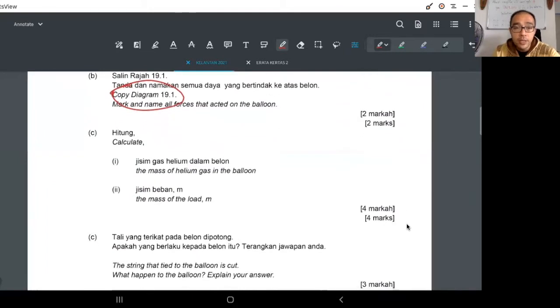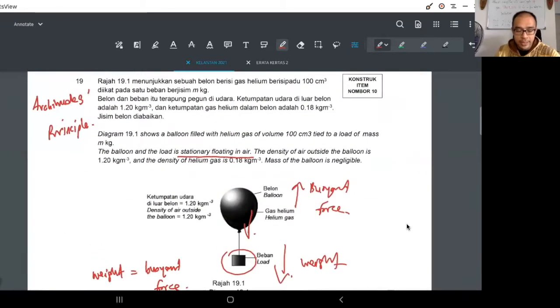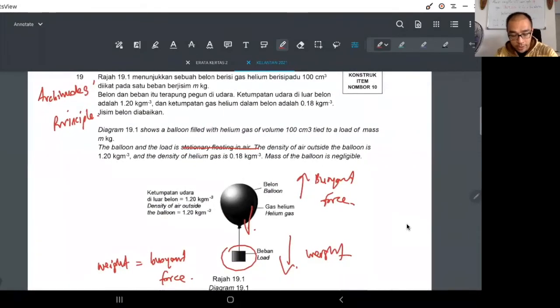Okay, first of all, calculate the mass of the helium gas in the balloon. Now if you think about it, you are given the density of the helium gas, which is 0.18, and you are also given the volume, which is 100 centimeters cube. But don't forget that you have to change the centimeter cube to meter cube, so it's divide by 100 three times.